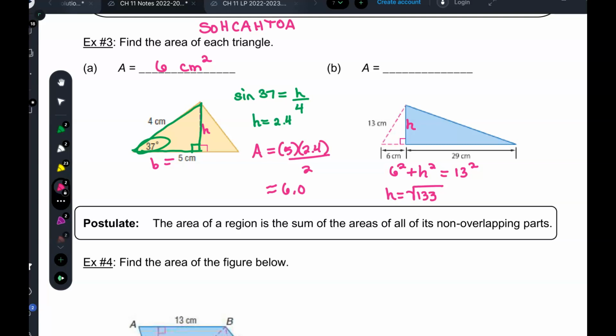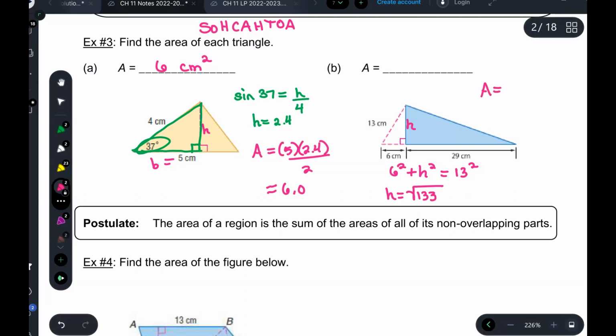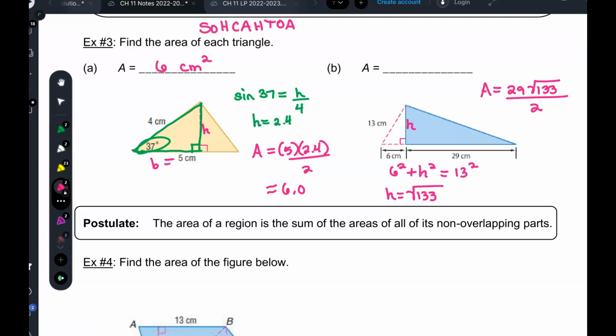Because I want you to get the most precise answer when we're doing the area. So we have the base. What's the base? 29 times root 133. Let's see. Multiply that by 29. Divide by 2. This is 167.2.